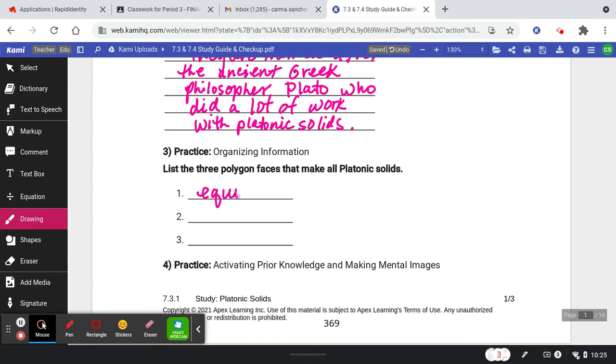All right, list the 3 different polygon faces that could make all Platonic solids. So we might see one with equilateral triangles. We might see one made up of squares as the faces, or you might see one made up of regular pentagons.